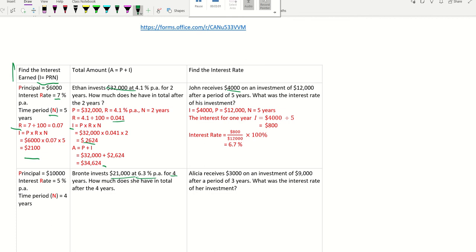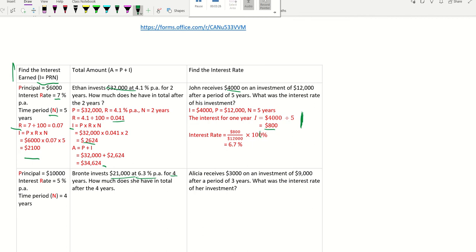So what we do is we work out the interest for 1 year to get the annual interest. $4,000 divided by 5 years tells us he got $800 a year. And our interest rate is what is the percent of that interest over the amount of money we invested. So it's $800 divided by $12,000 times 100%.